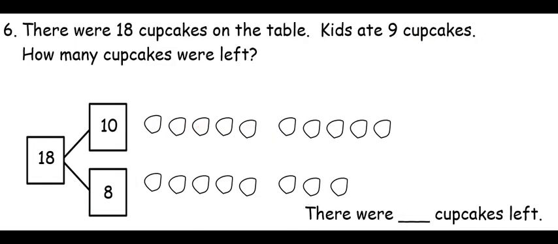My last question says there were 18 cupcakes on the table. Kids ate 9 cupcakes. How many cupcakes were left? So we've broken our 18 into 10 and 8. So I have 10 in the top row and 8 on the bottom row. We'll make our prediction. Since I have 8 on the bottom row and the pattern is my answer will be one more than what's on the bottom row, we're going to guess that there are 9 cupcakes left because 1 more than 8 is 9. We'll cross off the 9 cupcakes that were eaten, and this is what I have left. 1 on the top row, 8 on the bottom row, and that equals 9 cupcakes. So we can use that pattern to help us subtract 9.